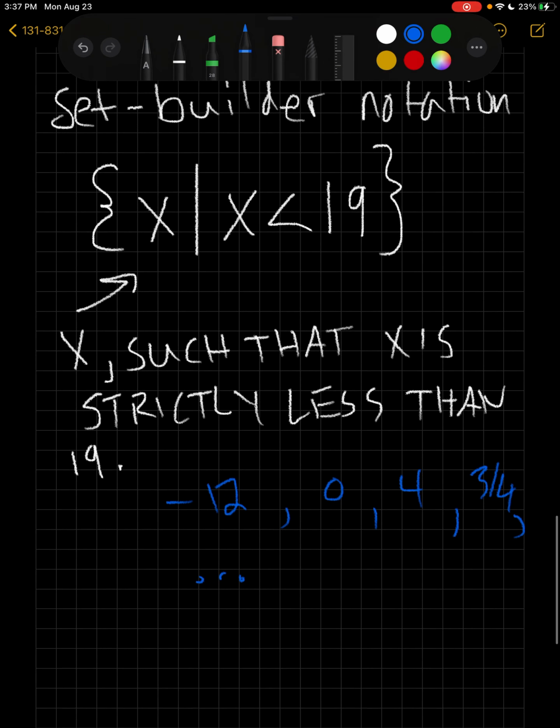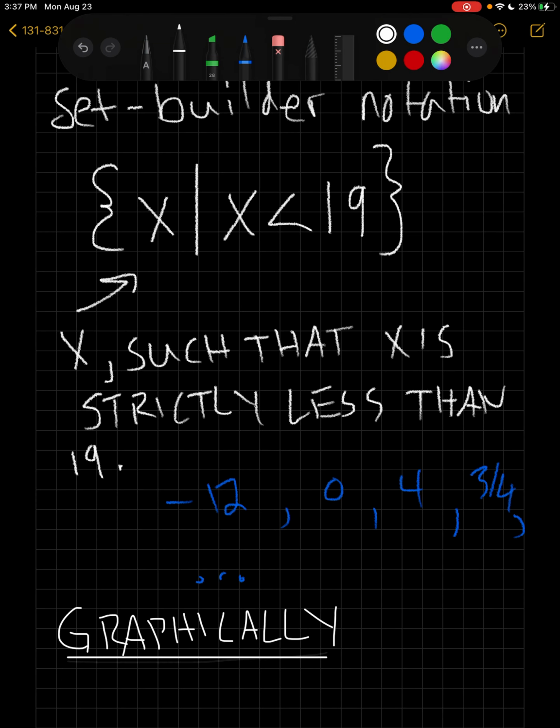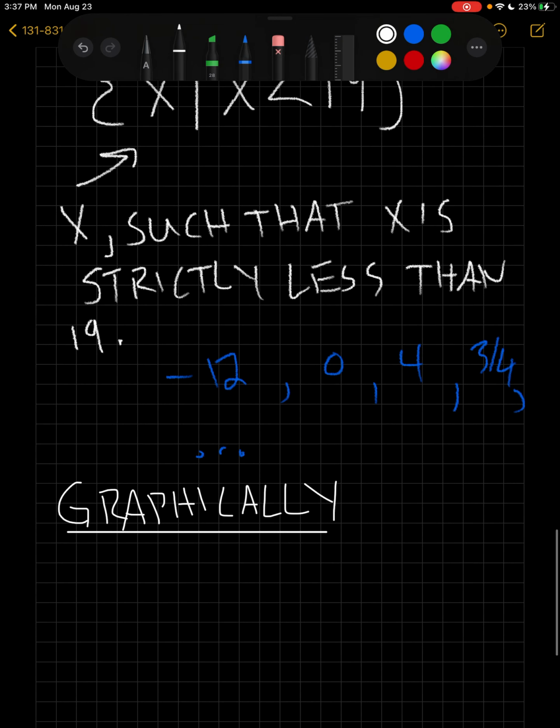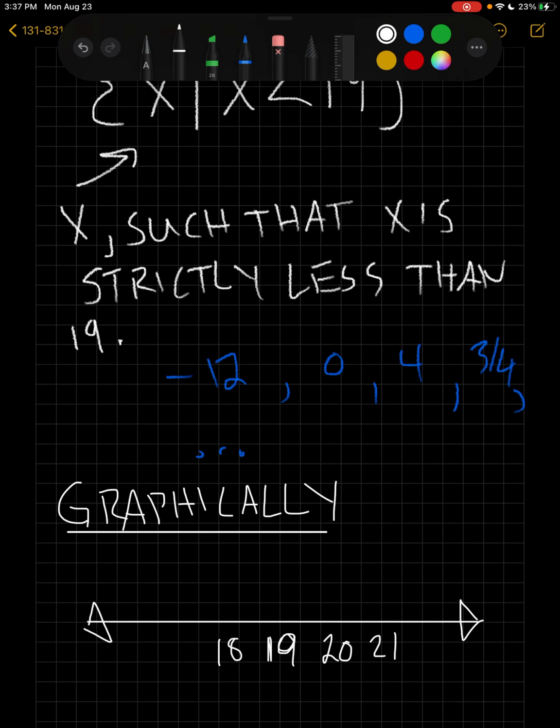And if you graphed your answers on a number line, if we looked at our answers graphically, we would have something like this. We would do ourselves a beautiful little number line here. And we know that 19 is an important number. So here we have 19, 20, 21. Here we have 18. I'm going to put a dot, dot, dot to show that I'm cutting some out.